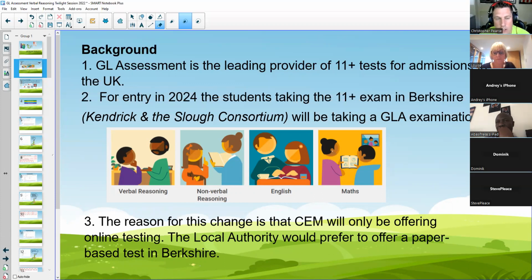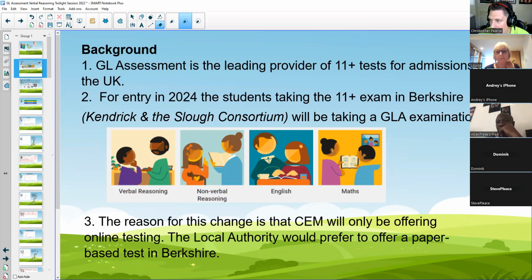Of course, if you are a parent who's got a child in Buckinghamshire, then you were actually doing GL from the start of the academic year. So not a lot has changed, but certainly for those children who are tackling Kendrick and the Slough Consortium, it did mean that we had to revert to that syllabus. And it's important to realise there are differences. GL Assessment don't actually provide a huge amount of materials to practice. I suppose as the exam writer, they wouldn't.